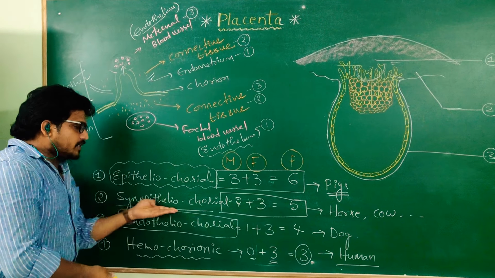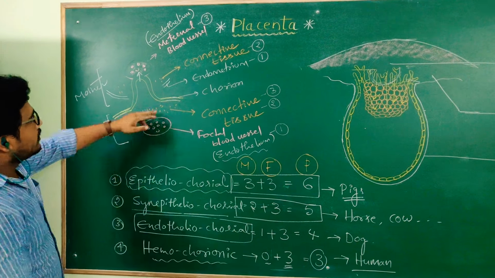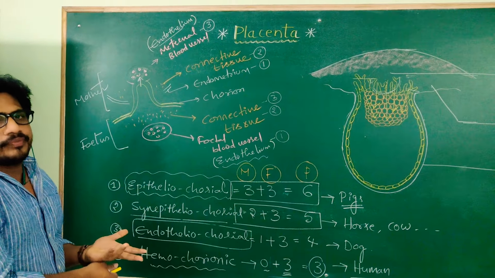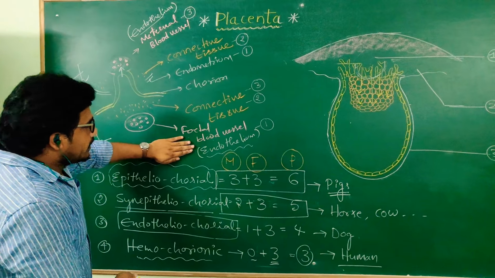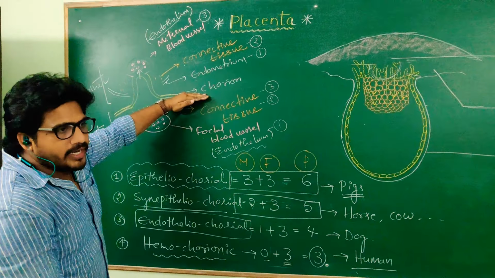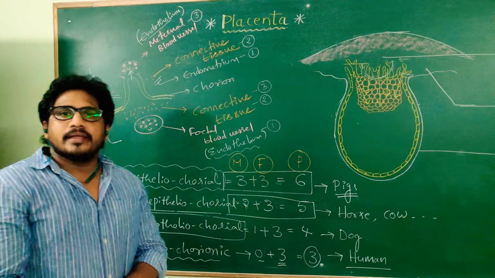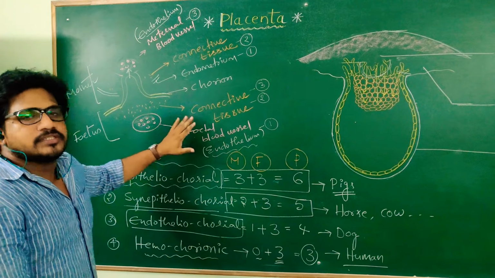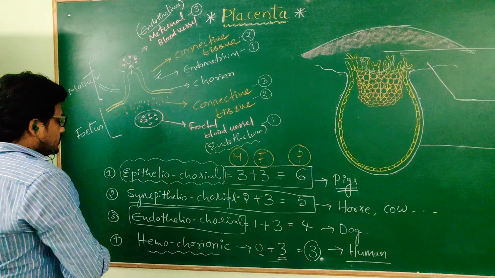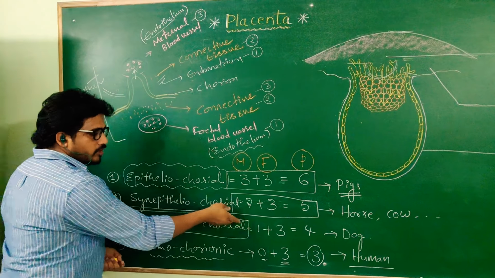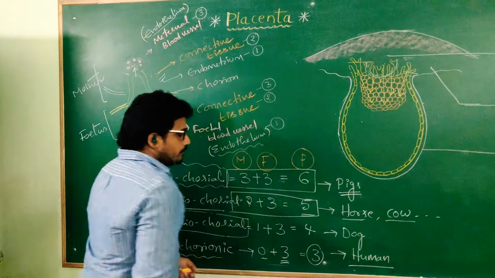And the second one, synepitheliochorial placenta. Why is it called synepitheliochorial placenta? Here the endometrium is fused. That's why synepitheliochorial placenta. So the fetal endothelium, fetal connective tissue and fetal chorion are fusing with the connective tissue and endothelium of the mother. Which tissue is absent here? The endometrium is absent. Such a placenta is called synepitheliochorial placenta. So the total number of tissues is 5. Example, ruminants, horse and cow.